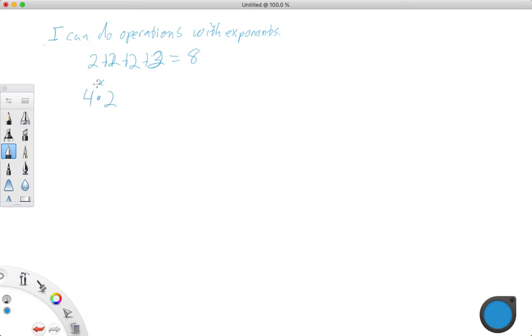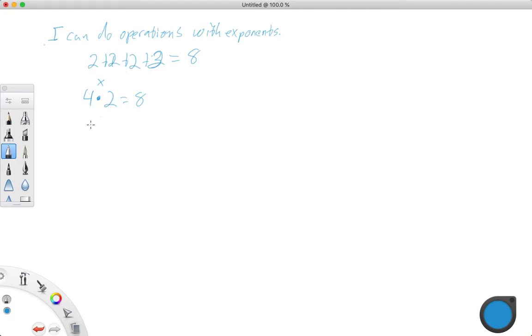but I don't like to do that because we use x's in algebra all the time, and it means unknown or variable. So we can also use this little dot. So 4 times 2 also equals 8. Okay, so that's kind of a neat little shortcut.